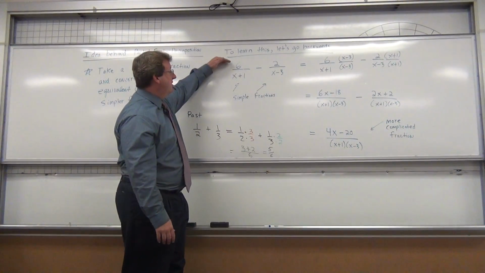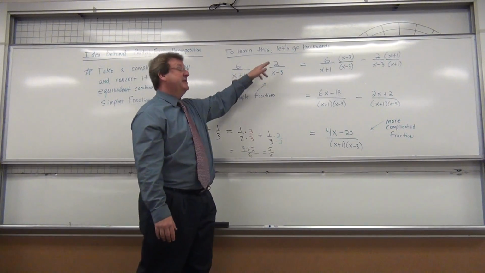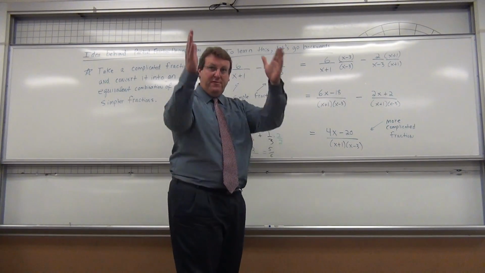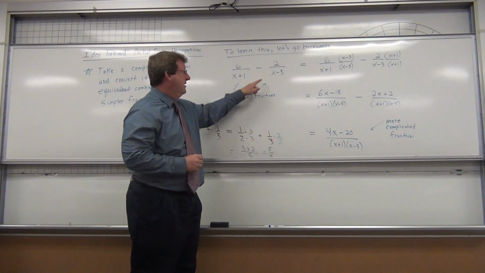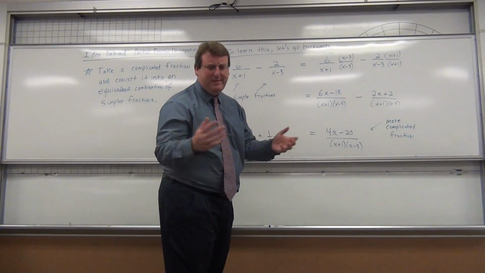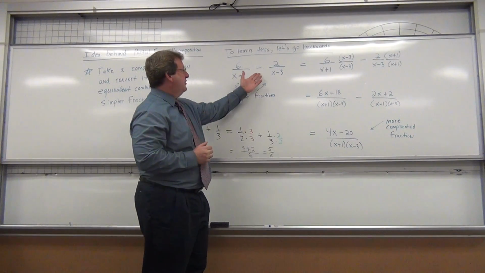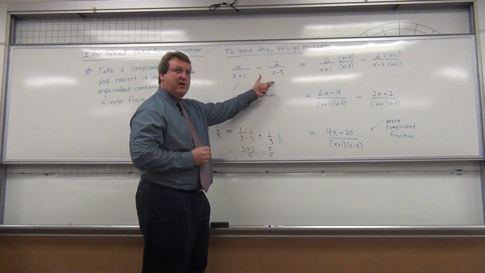So 6 over x plus 1 minus 2 over x minus 3. Two fractions, kind of uglier because they're polynomials. But notice this is linear and that's linear. That means to the power of 1, right? So how do we subtract fractions? Well, we need to get a common denominator.